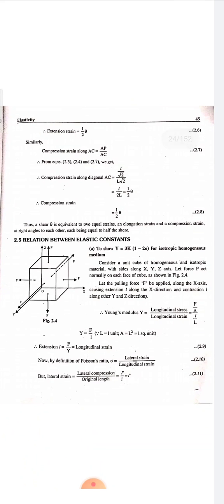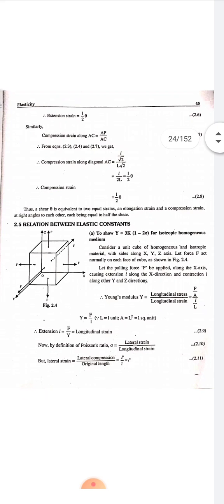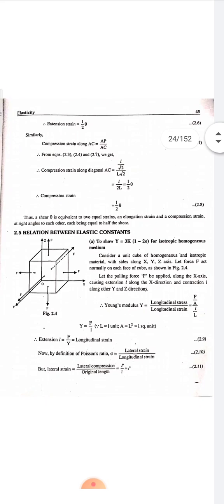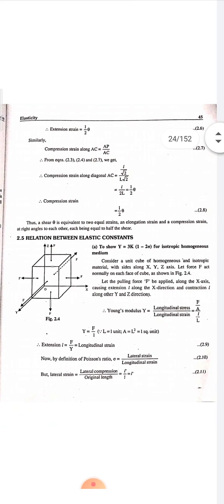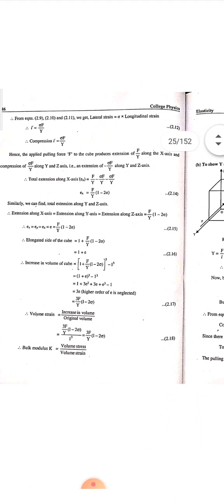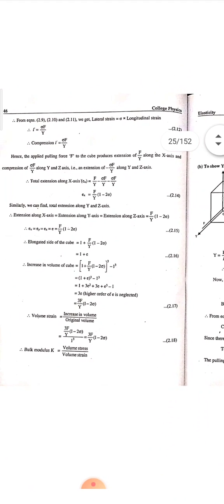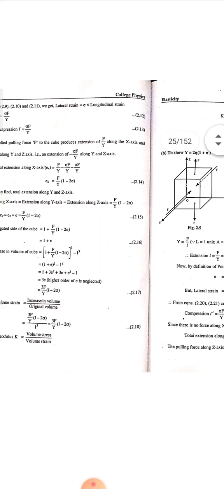Now we have to see the relation between the elastic constants: Young's modulus, bulk modulus and Poisson's ratio, all these things. Here Y is equal to 3K(1 minus 2 sigma) for the isotropic homogeneous medium. This is valid only for the isotropic homogeneous medium. Here a proof is there, but we are not going into detail of such a proof.